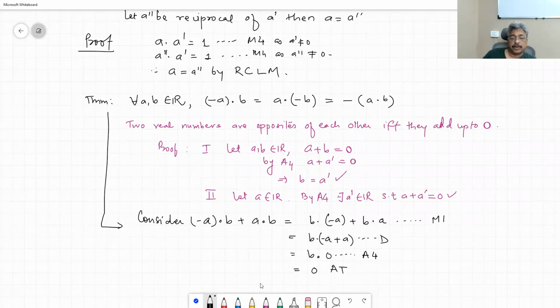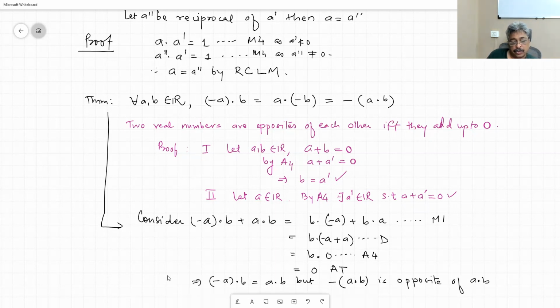Annihilation here. This implies opposite of A into B is the opposite of A dot B. But opposite of A dot B is opposite of A dot B. Therefore, by opposite of opposite is original.